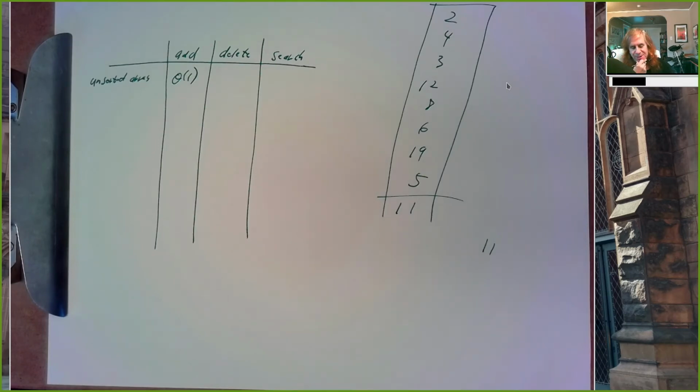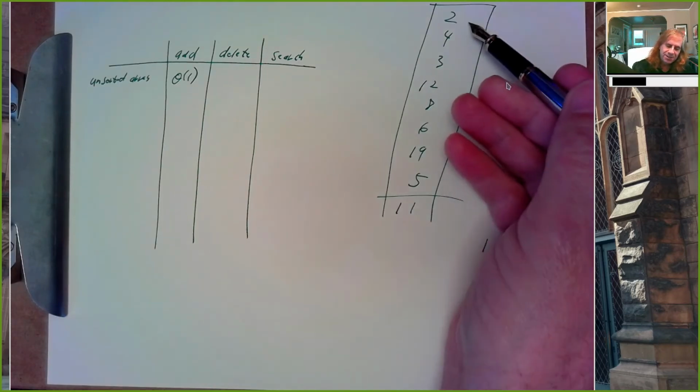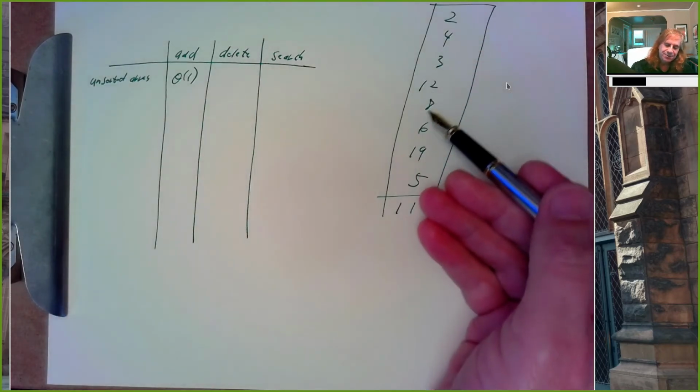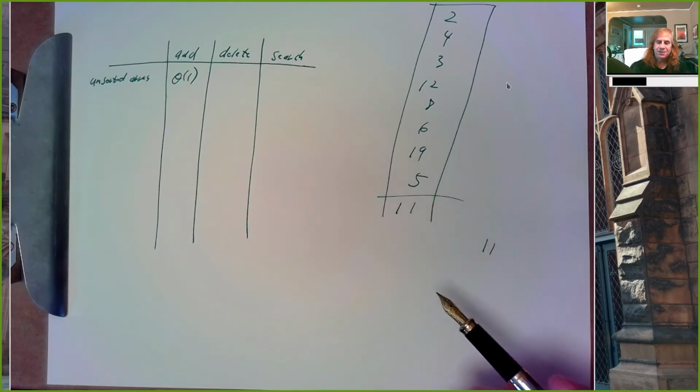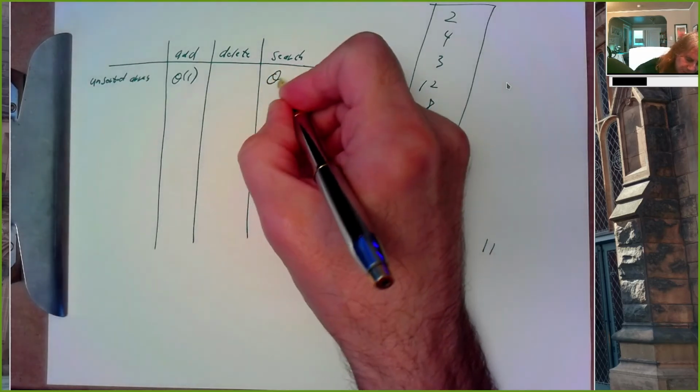right? Because if I want to know if the number 5 is in here, really the only thing I can do is just start at the beginning: are you a 5, are you a 5, are you a 5, are you a 5, and eventually either find it or get to the end of my array and say it's not there. So this is going to be an order n operation.